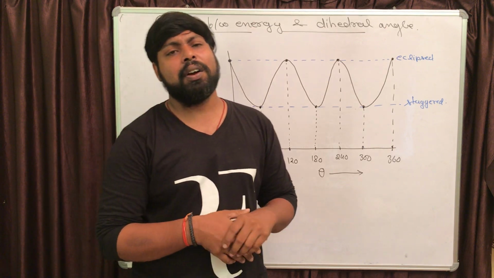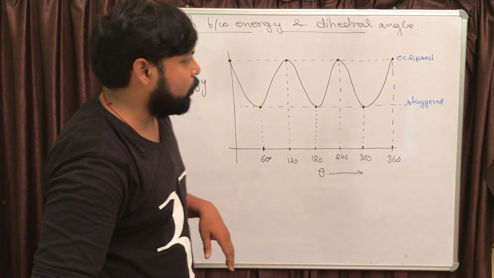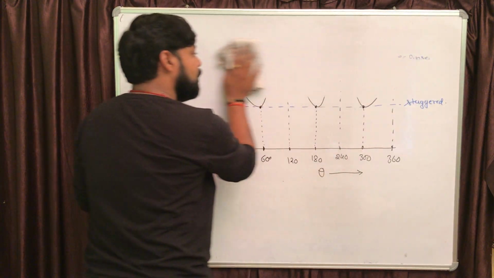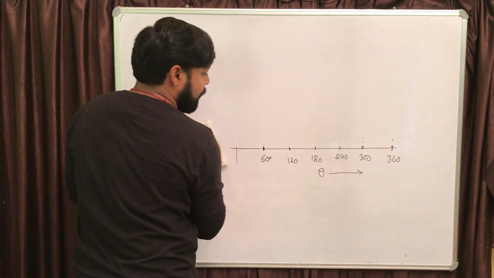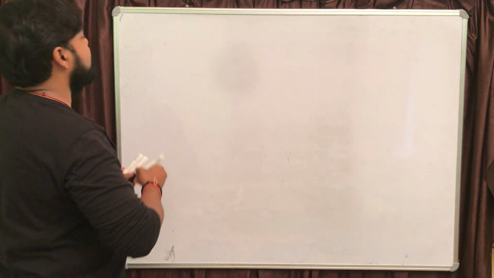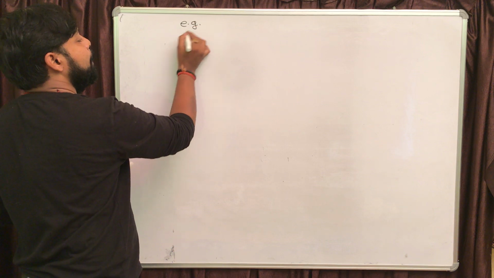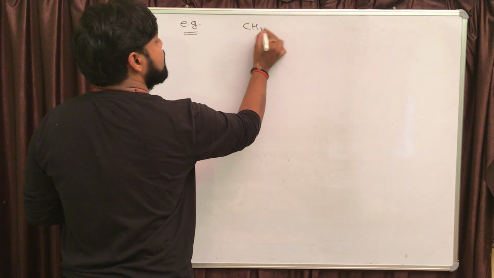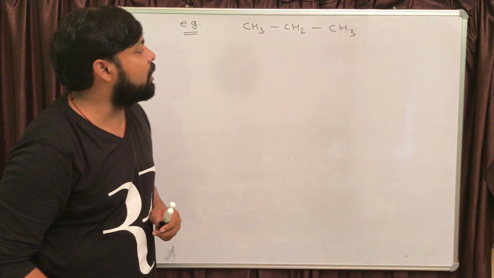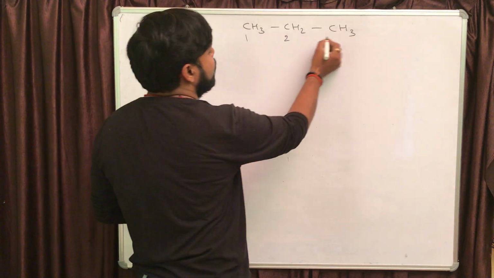Now next, the molecule that we need to take is, sorry, propane. Ethane we have done. Let's take the next example, propane. Propane is CH3, CH2 and CH3. We are having 3 carbon atoms here. Carbon number 1, 2, 3.